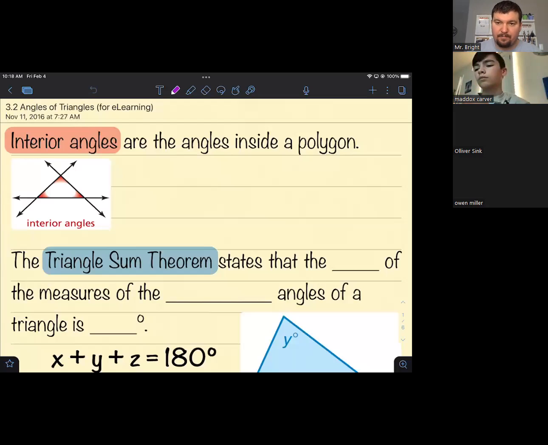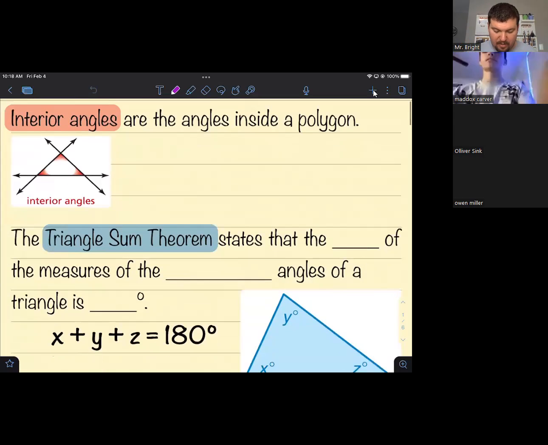A polygon: poly means many and gon means sides, so many-sided. A triangle would be your smallest polygon, with three sides, because you can't have a polygon that only has two sides. They won't connect. If you try to connect them, they'll just make a line. Then you have quadrilaterals, and so on and so forth. We'll talk about the rest of them. Interior angles are the angles inside of a polygon.